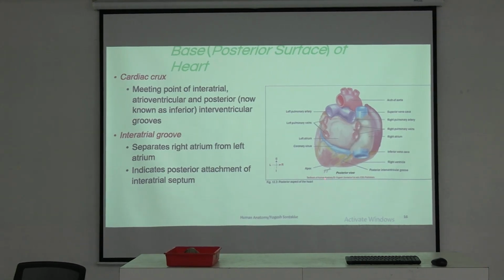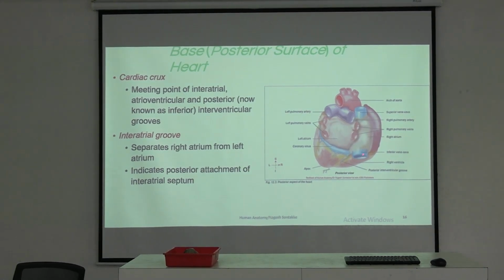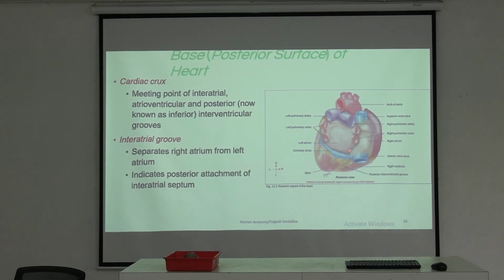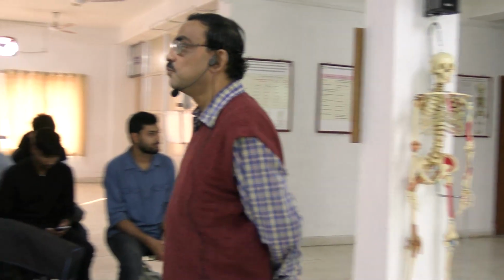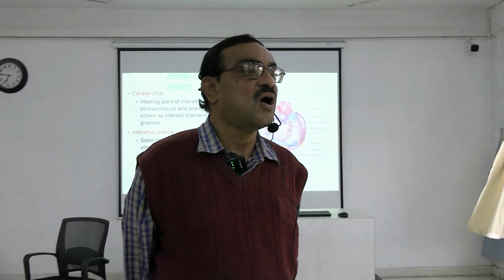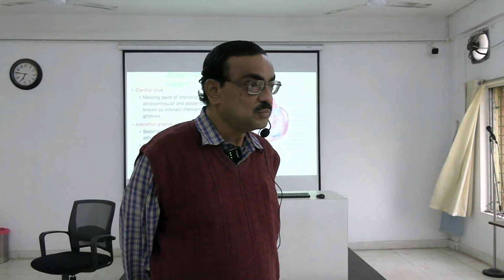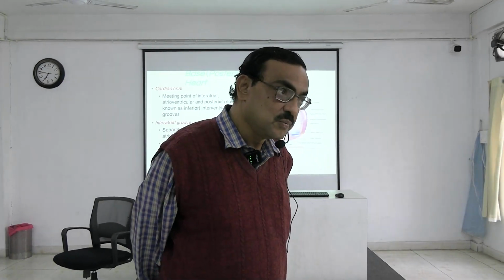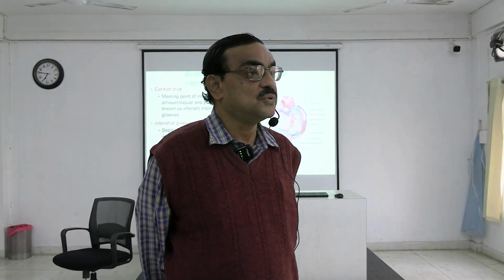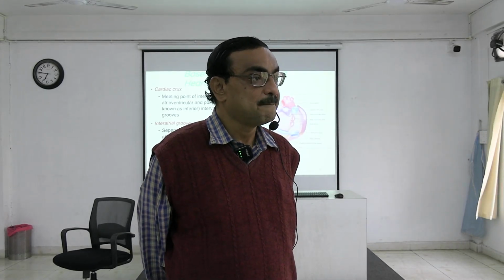Okay. So, this atrioventricular groove, interatrial groove and interventricular groove will meet at this point, and that point is called the crux of the heart. So, what is the crux of the heart? The crux of the heart is nothing but the joining point of the interatrial groove, interventricular groove and atrioventricular groove. Okay.